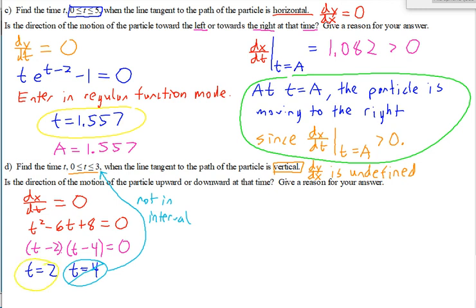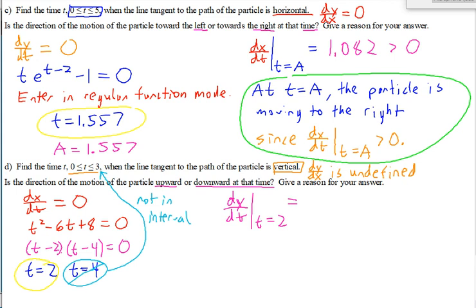And then we want to substitute that into the second part, which asks is the direction of the motion of the particle upward or downward at that time. So at time 2, is it moving up or down? Then we need dy/dt. So we need to know what is dy/dt specifically at t equals 2. Again, if we needed to use our calculator like we did for the one that's harder to solve, we could have in the same way, but sometimes it's easier and faster just to solve it by hand. It just depends on what the equation is.